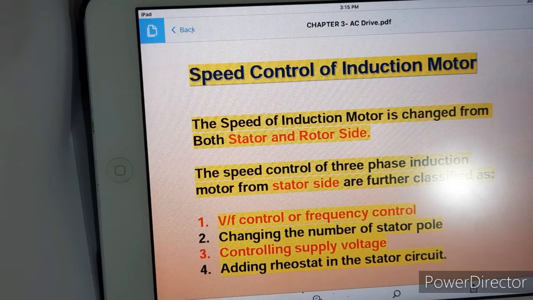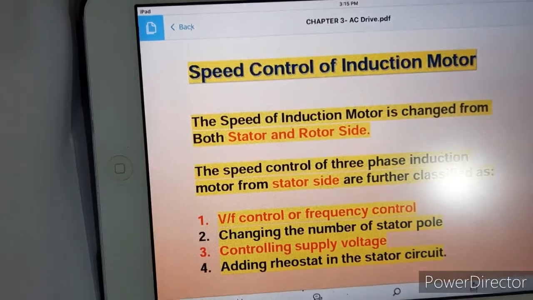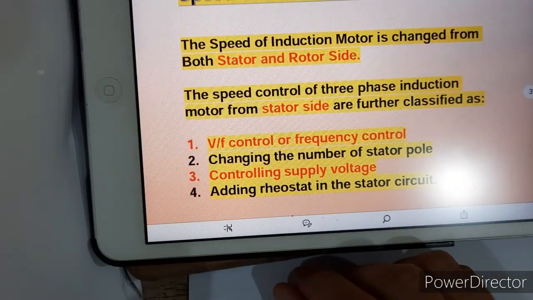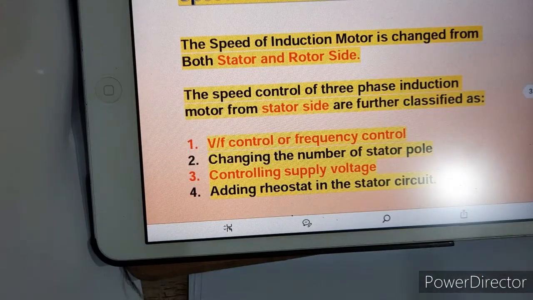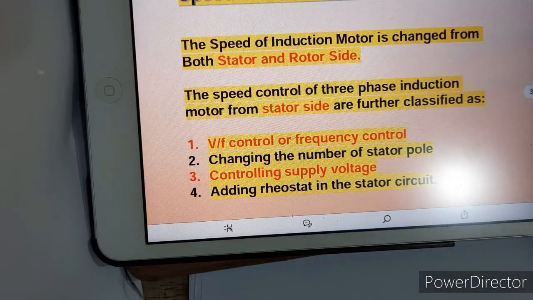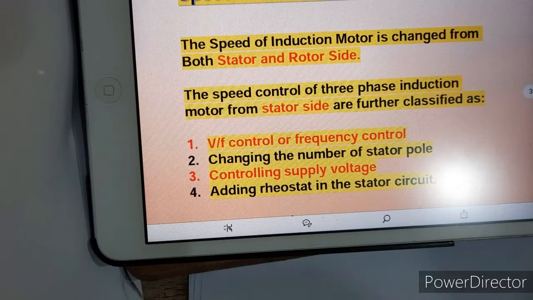So the speed control of a three-phase induction motor from the stator side is further classified into four methods. The first method is V/F ratio, or we call it V/F control or frequency control. The second method is changing the number of stator poles. The next one is controlling the supply voltage, and lastly, adding a rheostat in the stator circuit.